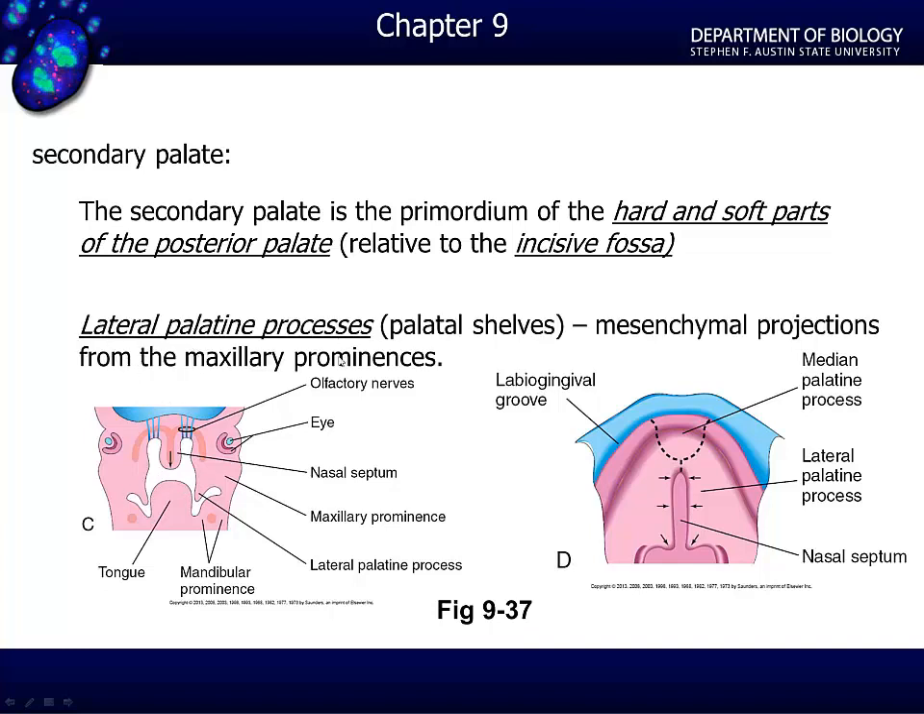So these lateral palatine processes, we can see them here. We can see them in both sections. These are mesenchymal projections. They're mesodermal tissues growing in from our maxillary prominences on the lateral aspect, not from the intermaxillary segment, but from the maxillary prominences proper.